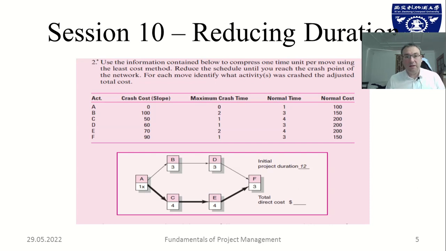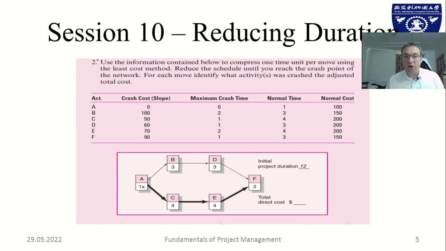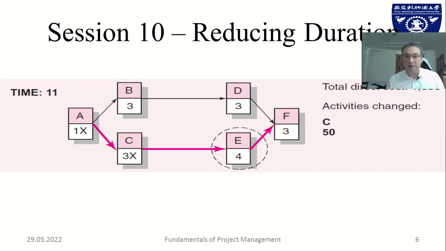When you look at the crash cost, C would cost you 50 currency units to crash, E would cost you 70, and F would cost you 90. So you want to minimize cost in this exercise as well as shorten the project as much as you can. So the first one is obviously going to be activity C because it has, as we have seen, the lowest crash cost of 50 currency units. The project is now 11 days long, as you can see on the top left. It costs an additional 50 currency units, and we still have the critical path A, C, E, and F.